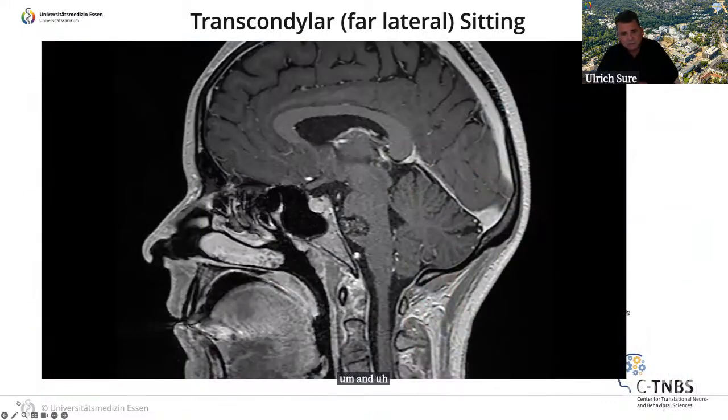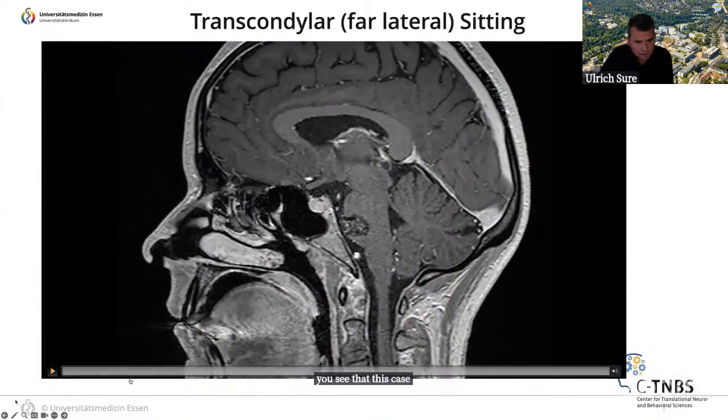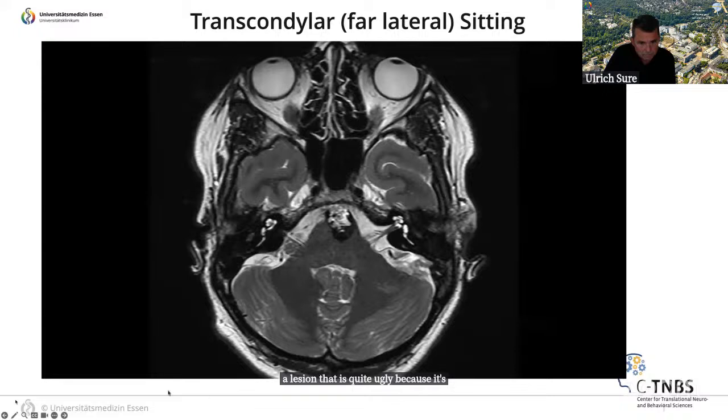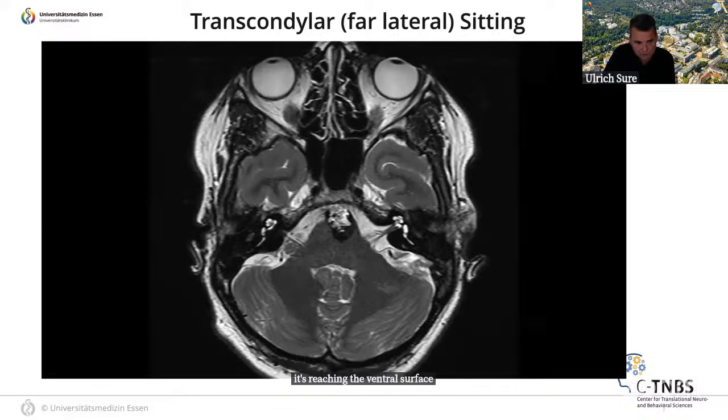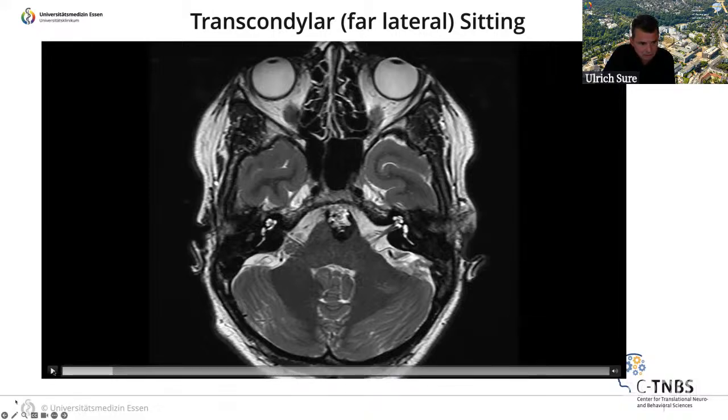you see this case here, for example, a lesion that is quite ugly because it's reaching the ventral surface of the pons. And come on, I don't know the view.